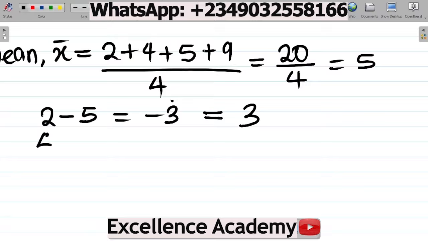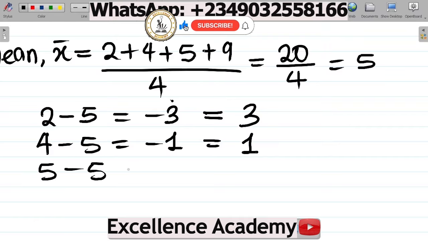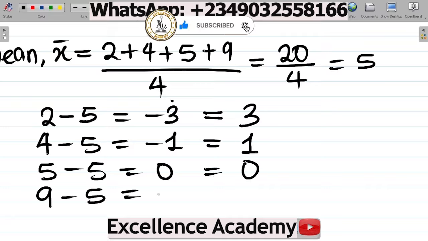The next number there is 4 minus 5, and that's minus 1. We'll take only the positive value, that becomes plus 1. Next number there is 5. So we have 5 minus 5, and that's equal to 0. Of course, 0 is 0, so we have 0. Then finally, we have 9 minus 5, and that's equal to 4. 4 is already positive, so I'll take positive 4.